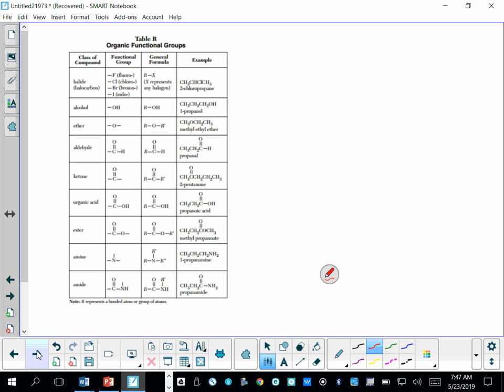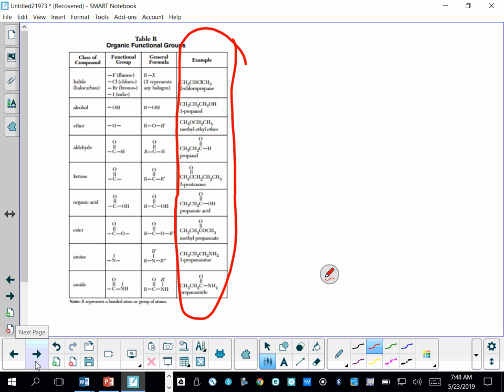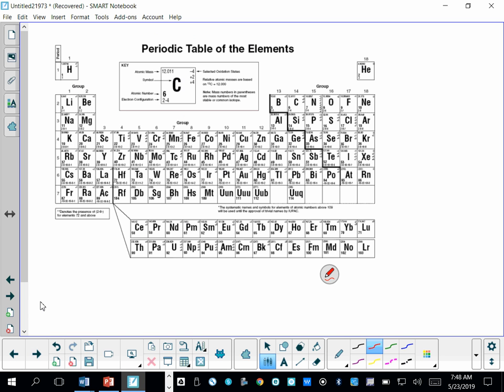Table R, we're going to circle the most useful column, which is the last one, because it gives us all these lovely examples that we can try to figure out and base off of, and work out what they mean. Periodic table, we're going to do a number of things on the periodic table. First of all, we are going to point to group 1 and 2 and say very reactive, because they only have a few valence electrons.